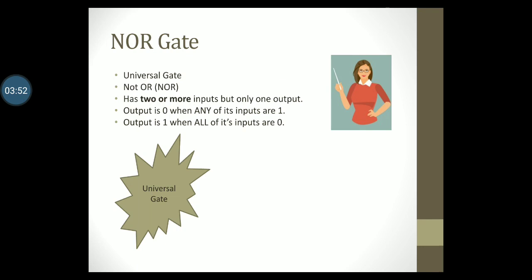Let us now learn about the NOR gate. It is a universal gate. NOR stands for not OR. That is how we get the name NOR. You can imagine it this way, that an OR gate is connected with a NOT gate. So that means the output from the OR gate will be inverted.